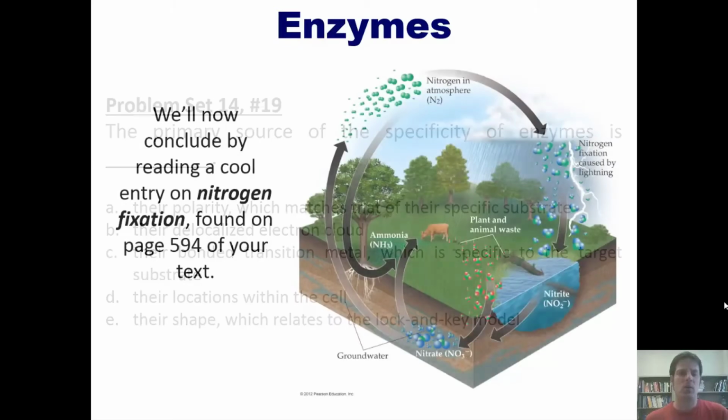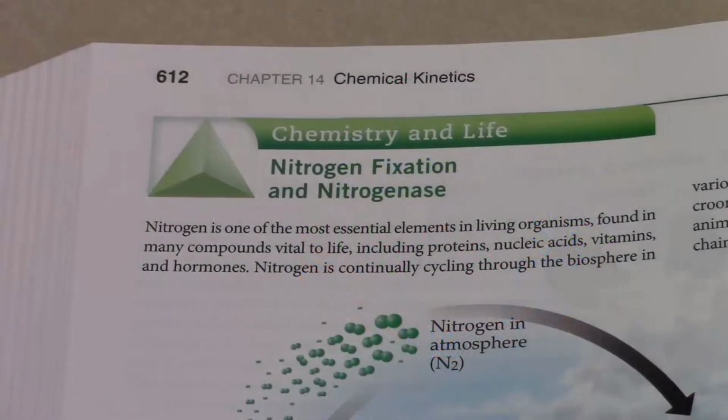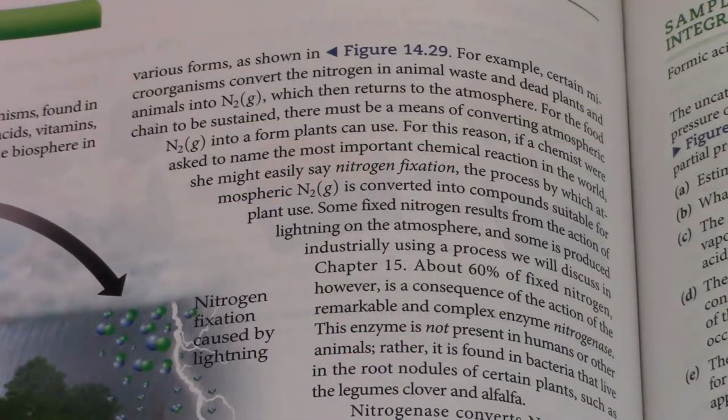I'd like to conclude this video by reading a specific section on nitrogen fixation directly from our text, just because I think it's super cool. It says, "Nitrogen is one of the most essential elements in living organisms, found in many compounds vital to life, including proteins, nucleic acids, vitamins, and hormones. Nitrogen is continually cycling through the biosphere in various forms, as shown in figure 14.23. For example, certain microorganisms convert the nitrogen in animal waste and dead plants and animals into N2 gas, which then returns to the atmosphere. For the food chain to be sustained, there must be a means of converting atmospheric N2 into a form plants can use."